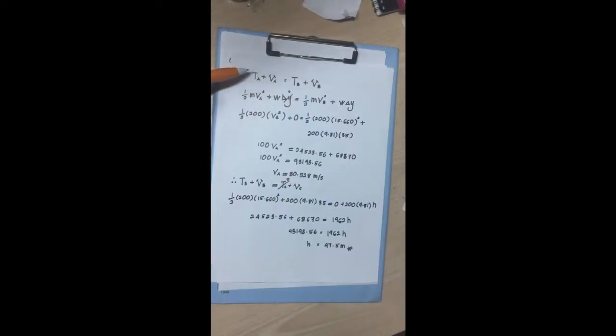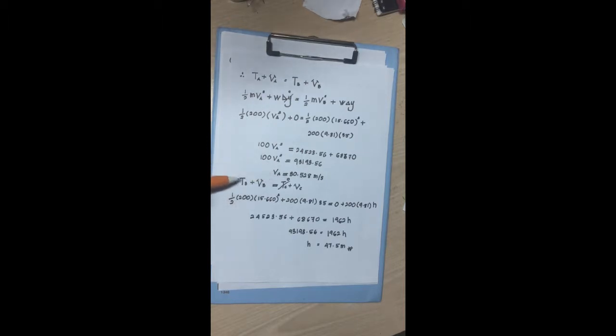After that, we will use this formula to get velocity A. That formula is Ta plus Va equal to Tb plus Vb. Ta is kinetic energy. The formula for kinetic energy is 1/2 times mass times velocity squared. And the formula for potential energy is weight times change of y. We will substitute the value into this formula. But change of y at point A is 0. After that, we will get the value of velocity A at point A.